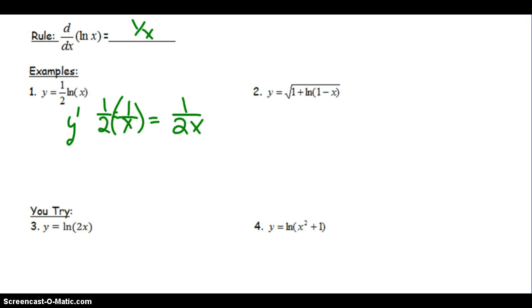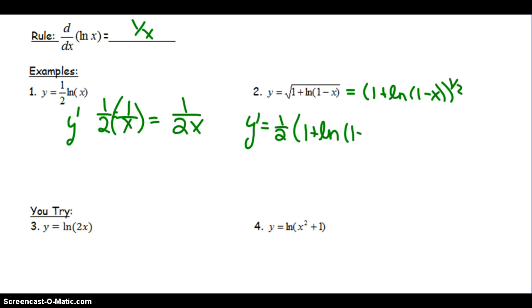Number 2 here, I can see I have some layers of chain rule. So we're going to start to deal with that. I'm going to rewrite it as the 1/2 power. It'll just make life easier. So bring the 1/2 in front, using chain rule of what's inside, to the negative 1/2. Now the derivative of the inside. The derivative of 1 is 0. The derivative of natural log, so I'm going to go 1 over what's inside, and then next, what's the derivative of the 1 over x? Well, that's just negative 1.